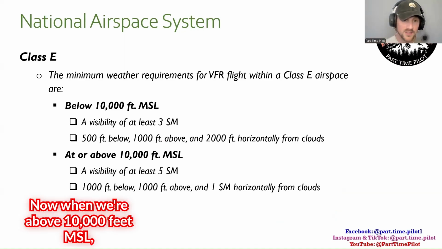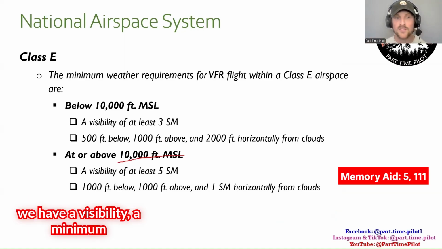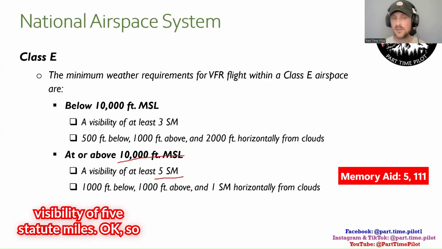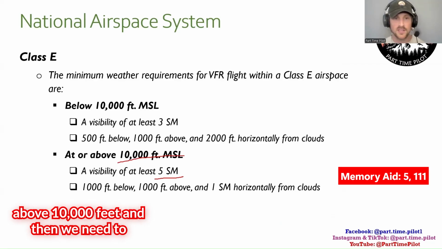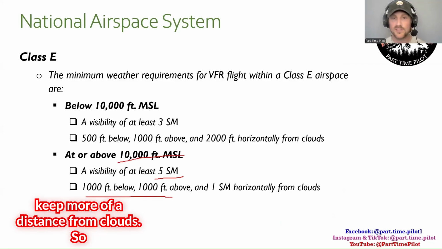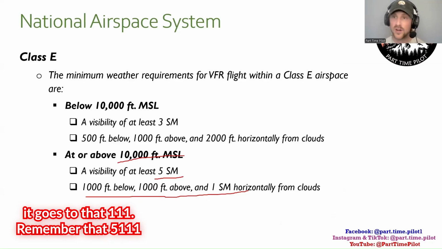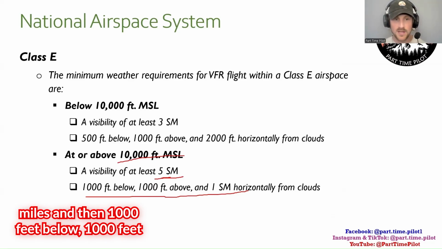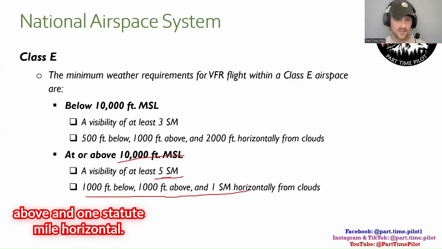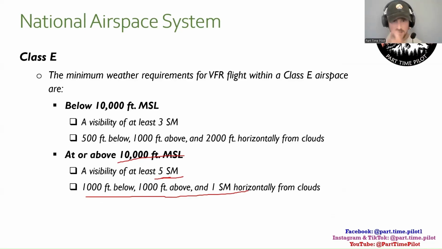Now, when we're above 10,000 feet MSL, we have a minimum visibility of 5 statute miles. Okay, so we need to be able to see further when we're above 10,000 feet. And then we need to keep more of a distance from clouds. So it goes to that 111. Remember that 111 that I talked about? So we have 5 statute miles and then 1,000 feet below, 1,000 feet above, and 1 statute mile horizontal distance from clouds.